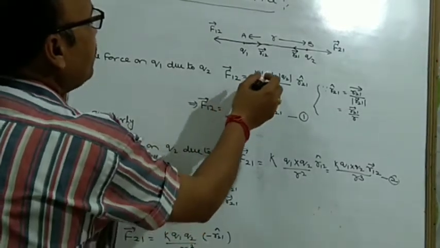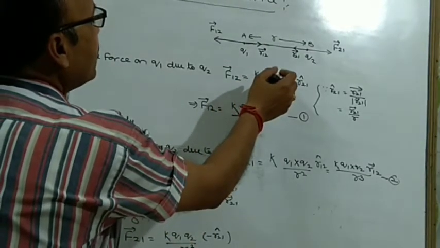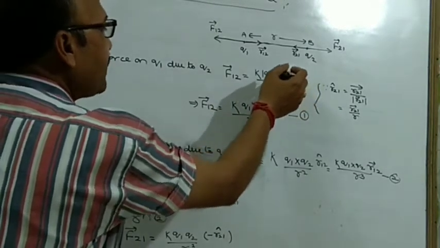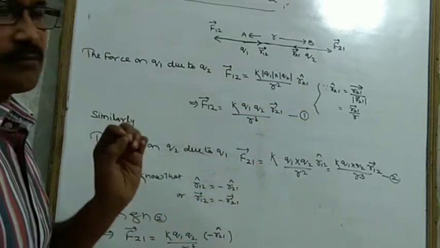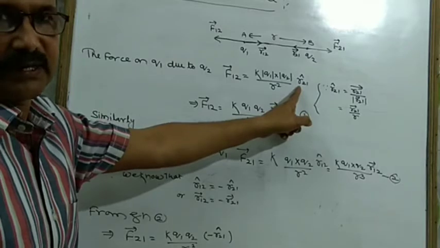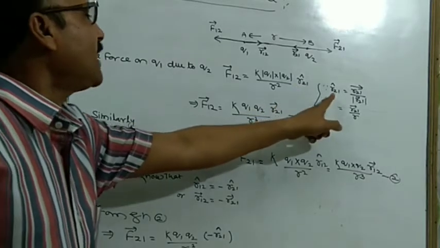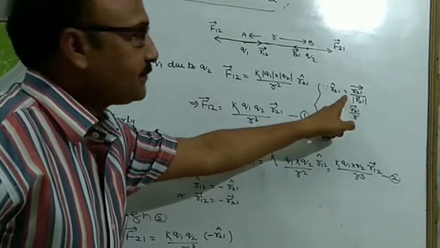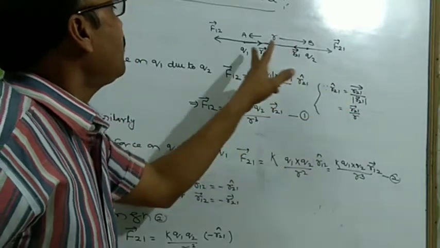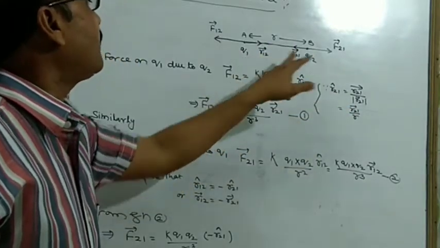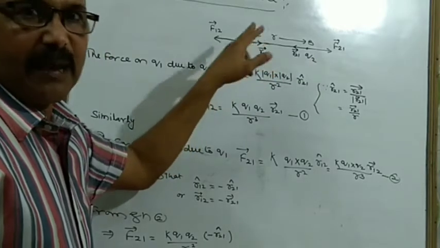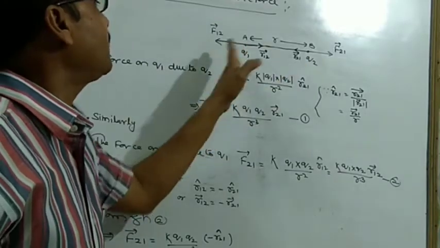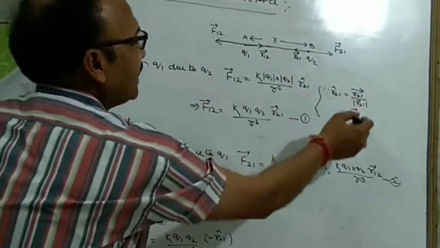This force F12 will be equal to K Q1 into the magnitude of Q2 upon R square. To make this a vector form, we have to multiply it by the unit vector, and we know that unit vector equals that vector upon the magnitude of that vector. This will be equal to this, and we know that the magnitude of both vector r12 and vector r21 equals r, because these two vectors are in between point A and B. So this can be written like this.